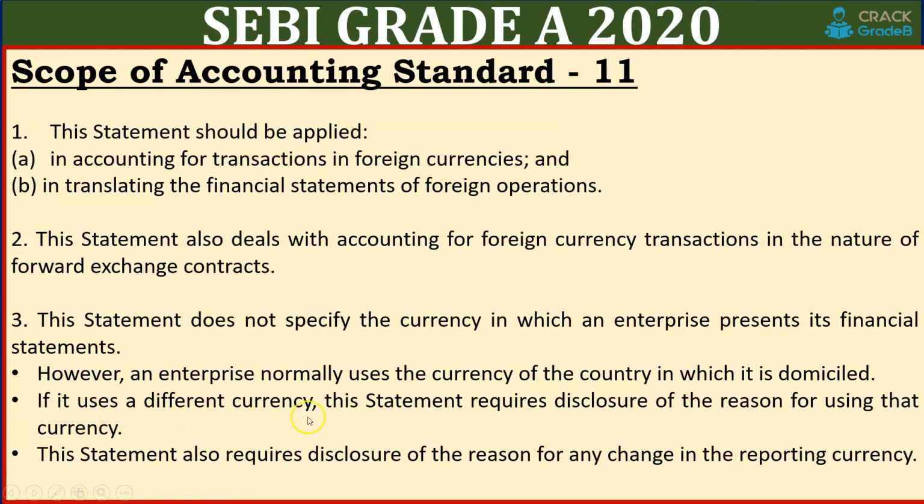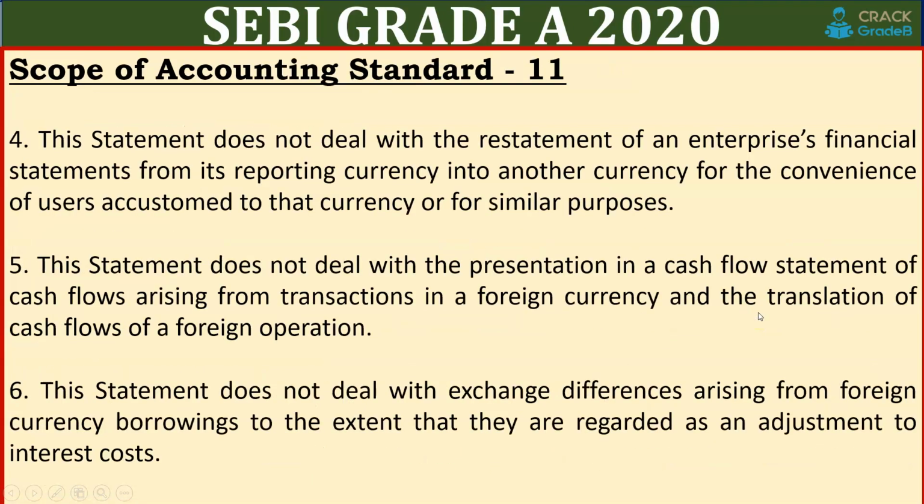If it uses a different currency, this statement requires disclosure of the reason for using that currency. So if you are using any currency other than the Indian rupee, then you have to state the reason for that. You have to disclose that fact. And this statement also requires disclosure of the reason for any change in the reporting currency. Say earlier you were using any other currency, but now you have decided to change the financial statements and represent them in rupees. So you need to disclose that fact that you have changed the reporting currency and why you have changed it.